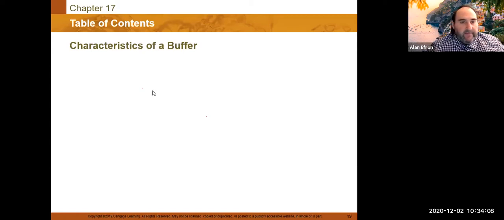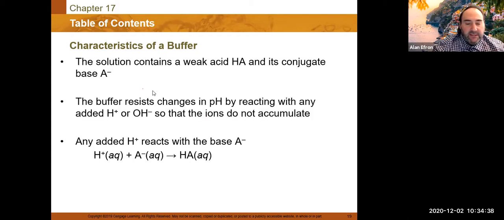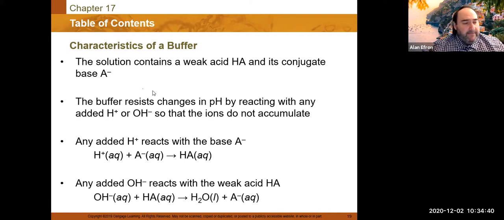So last time we finished up talking about buffers, and a reminder that a buffer is a solution that's able to resist big changes in pH. For example, if you had a buffer at a pH of 6, it wouldn't go all the way up to say a pH of 12 if you added some base to it, and it wouldn't go all the way down to say a pH of 1 if you added some acid to it. But it's able to resist changes in pH when you add additional acid or base to it.